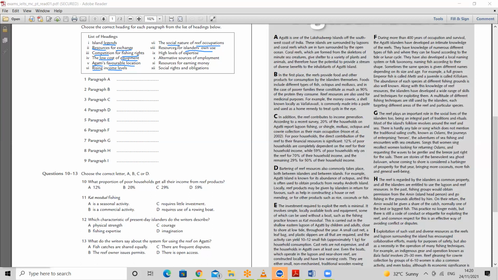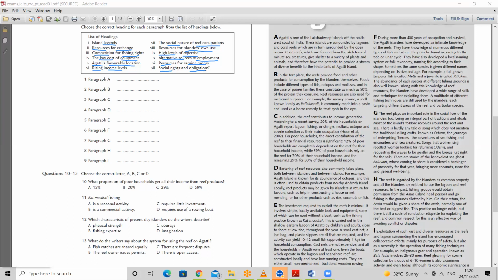Number 9, we talk about the high level of expertise. Now, the important word here is expertise. If you looked for another word for expertise, it could be either knowledge or skills, which is of high levels. Then we have number 10, we talk about the alternative sources of employment, and then it's the resources for earning money. And finally, social rights and obligations, which means what you're obliged to do, what you have to do as a job, for example.